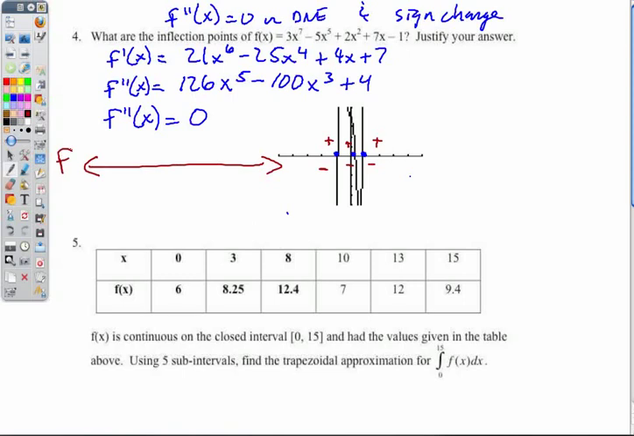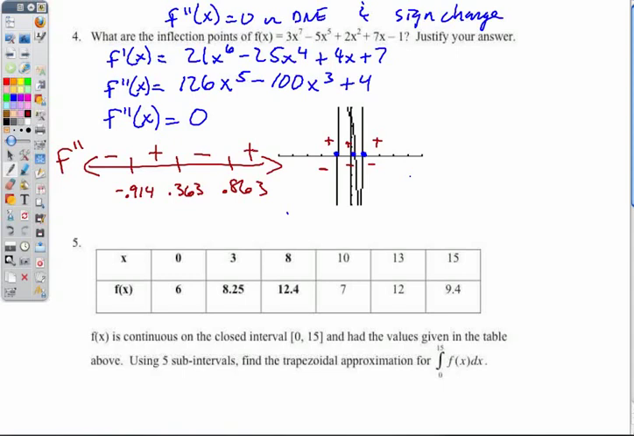Now if you use your calculator, you can find the exact values of these zeros, and what they're going to be is negative 0.914, 0.363, and 0.863. And then we can fill in our sign changes on here. It's going to go negative to positive to negative to positive. At each one of these we have a sign change and the second derivative is equal to 0. Therefore, all of these x values are inflection points.